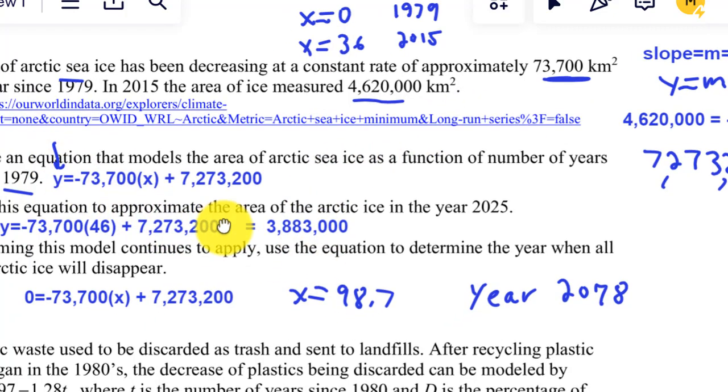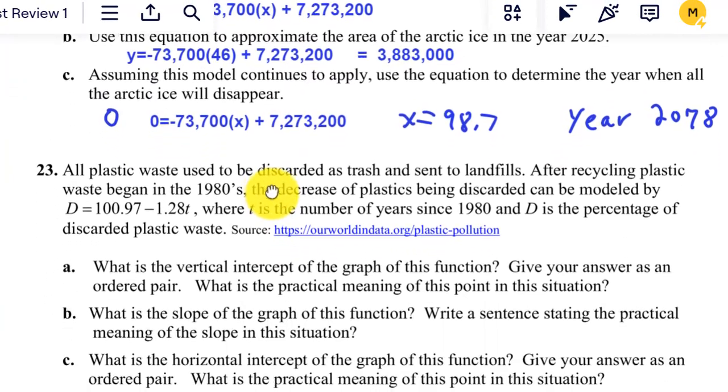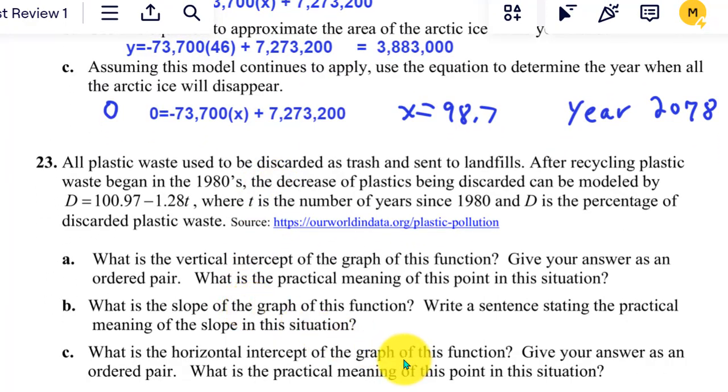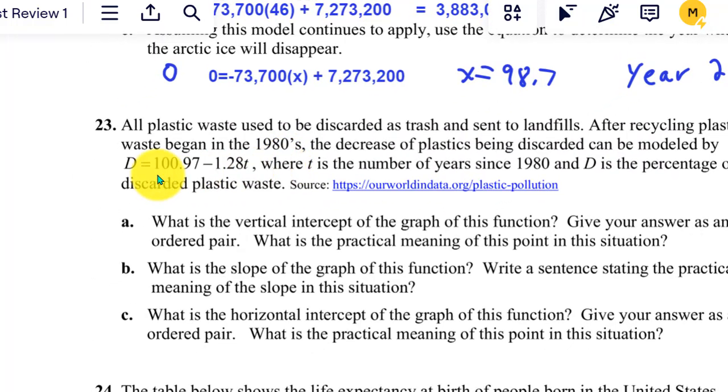Okay. So that's 22. Let's take a look at 23. It says all the plastic waste to be discarded as trash and sent to landfills. Looks like we start recycling in the 1980s, and they give us an equation. All right, so T is number of years since 1980, and D is the percentage of discarded waste.